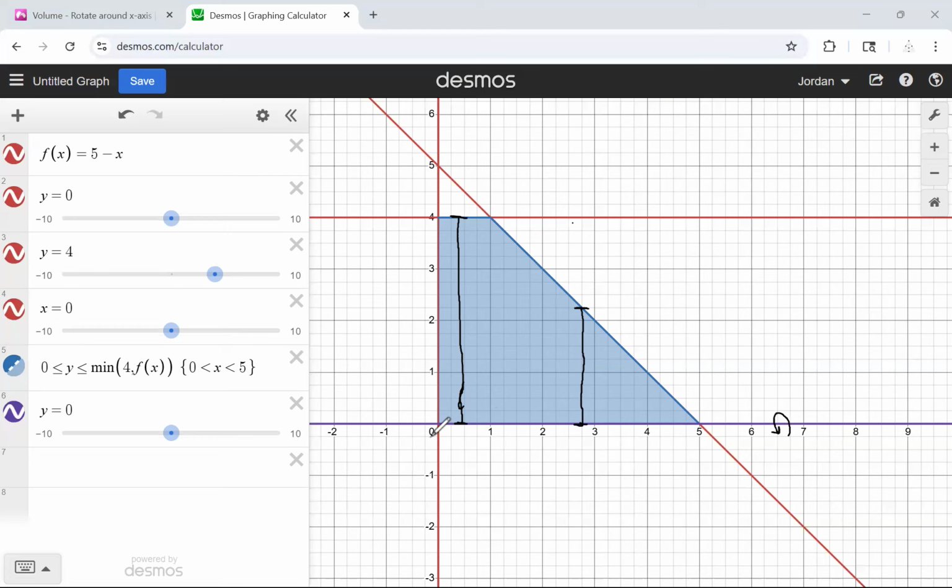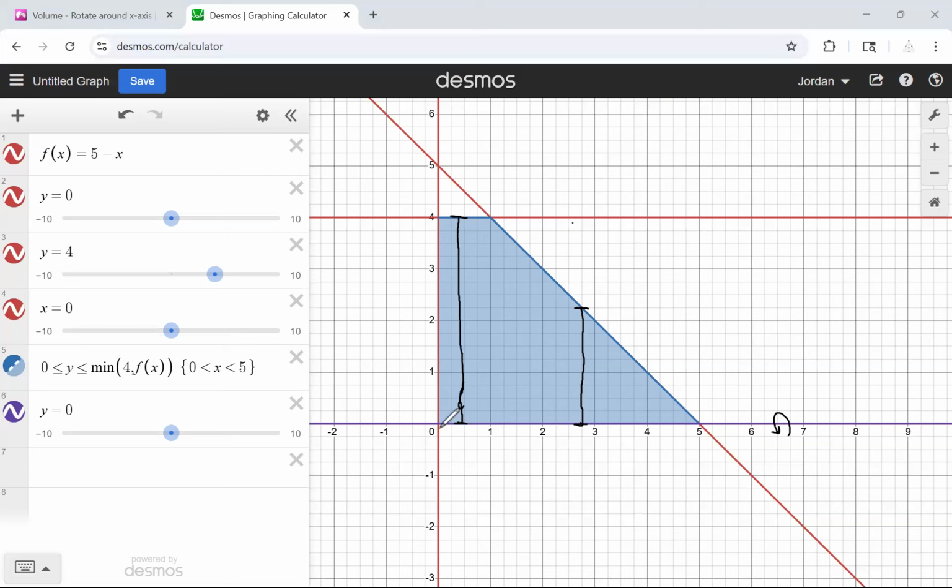So in between 0 and 1, the calculation for this rectangle, which is the calculation for the radius of my disk, is different than when I go from 1 to 5. This is not going to be a huge problem.